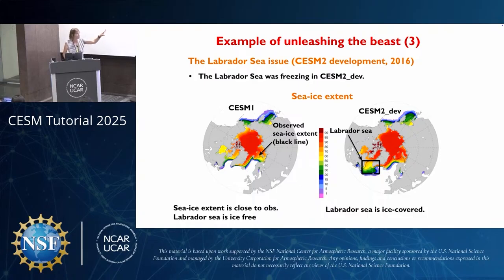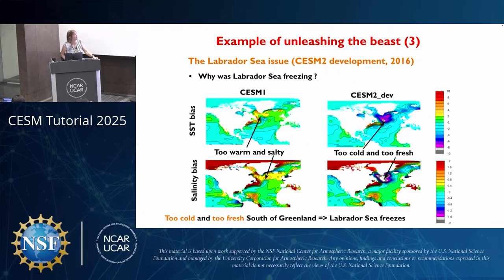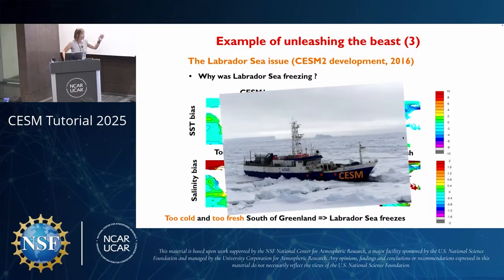Why did we have a problem here, and why was it freezing? It's because in CSM1 we had a bias. We were too warm and too salty, while in CSM2, we were too cold and too fresh. Even though the biases were about the same amplitude, they were opposite sign. In one case, the bias was helping us, while in the other case, it was not helping us, it was making the Labrador Sea freeze. We got stuck on the Labrador Sea for a while.